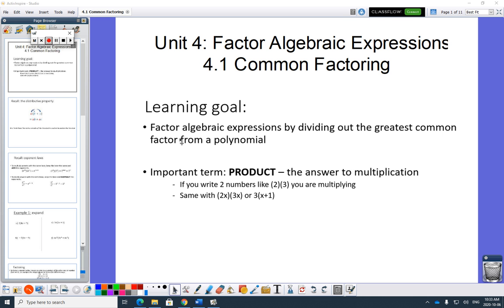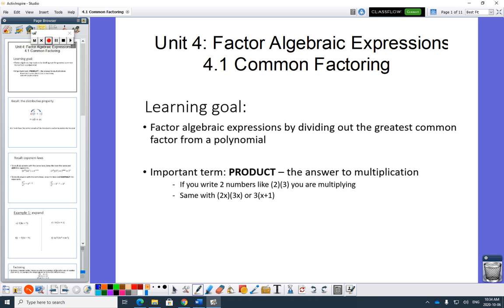Okay, so the big thing with factoring is that we are basically going to take a trinomial, something with three terms. When you do common factoring in this first lesson, they can have more terms. And we're basically going to do the reverse of FOIL or expanding. We are going to rewrite it as a product.